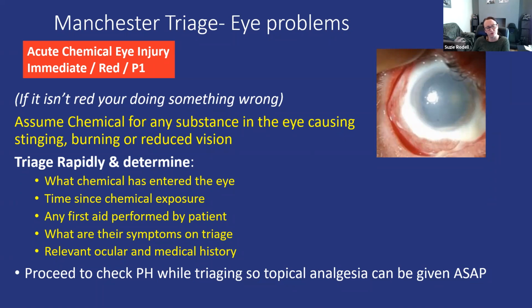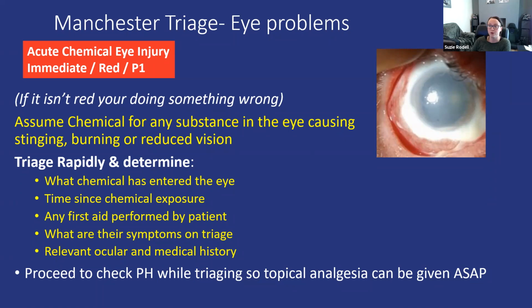They're very painful chemical injuries to the eye, anything in the eye, foreign bodies, but chemical, I'm not sure if anybody's had a nasty chemical, but very painful. The cornea is very sensitive. So get the pH done while you're checking all of these questions on triage. Make sure you've assessed them as a red, acute chemical eye injury on the Manchester triage.